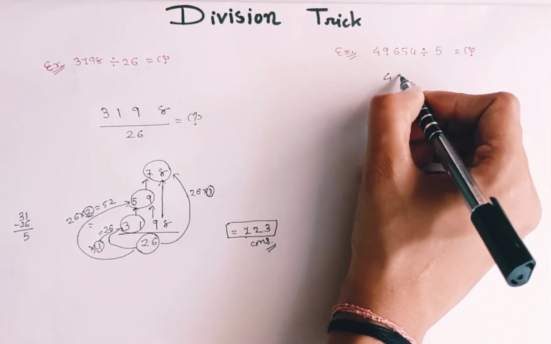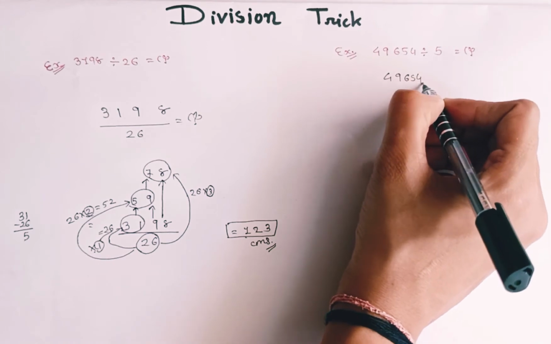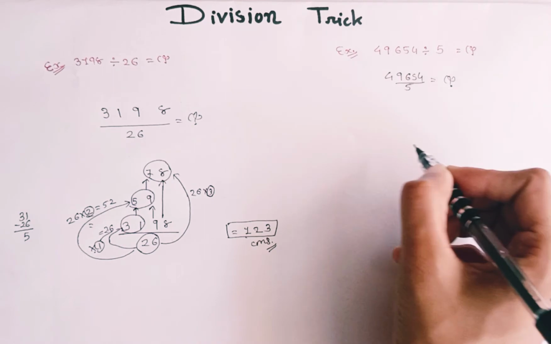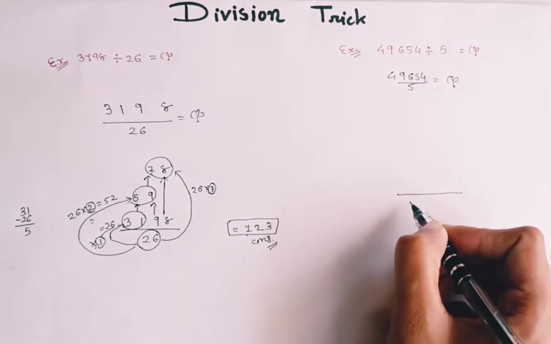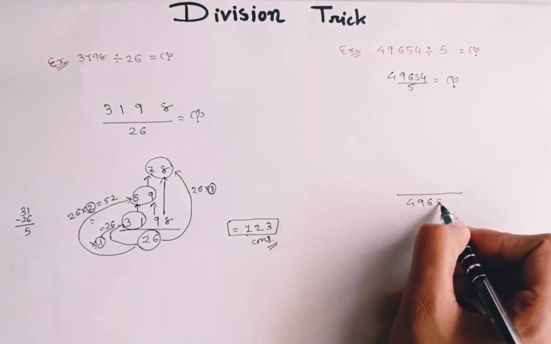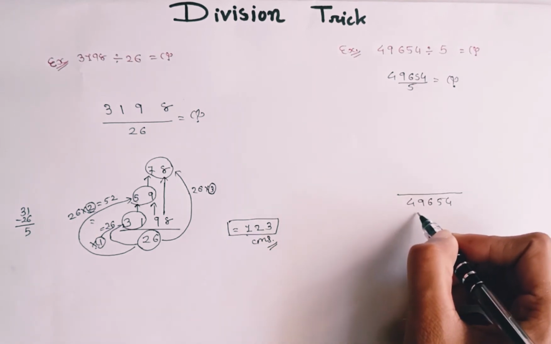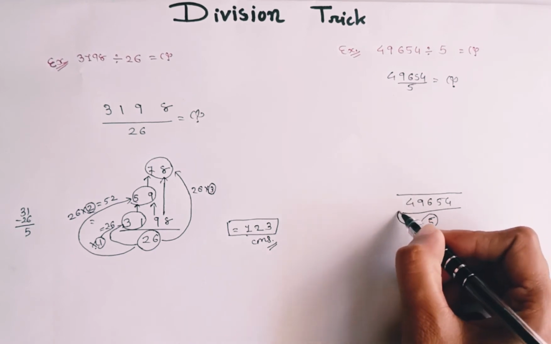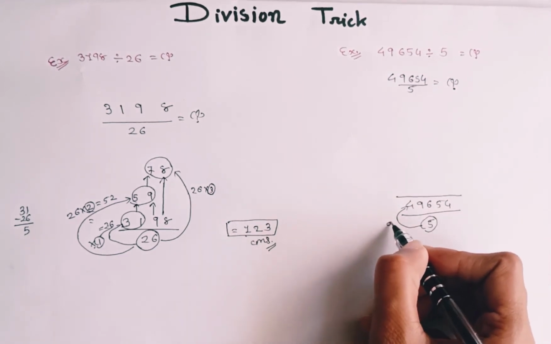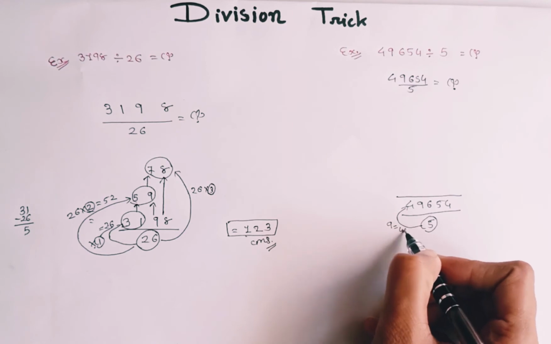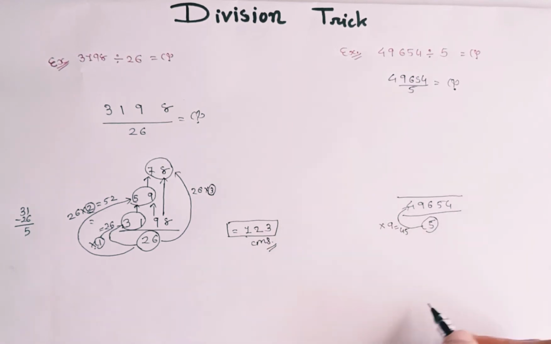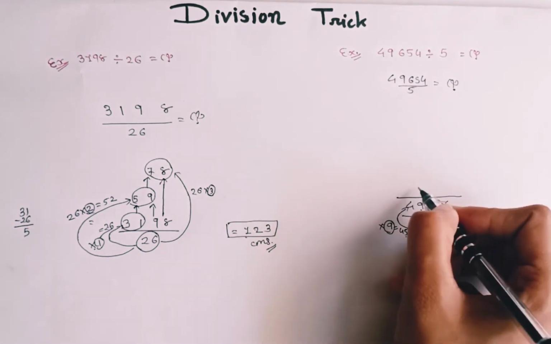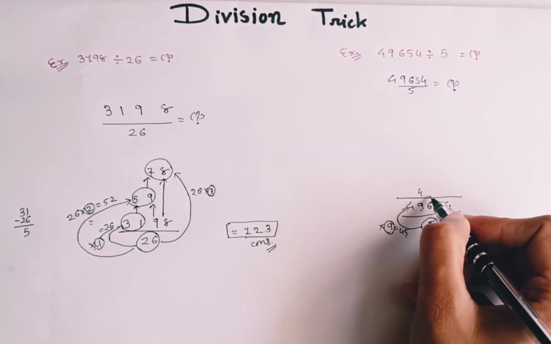49654 upon 5. What is? Bottom 5. Then 5 nines are 45. Right? So, first digit is 9. 49 minus 45 is equal to 4.